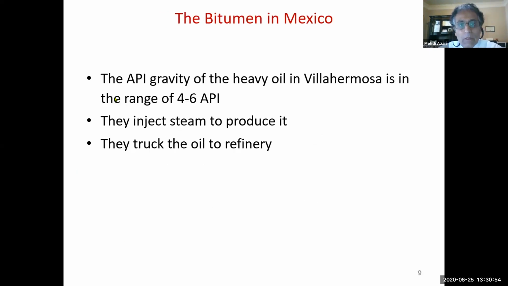Now the bitumen in Mexico, which is some sort of basically asphalt, the API gravity of the heavy oil in Villahermosa is in the range of 4 to 6 API.